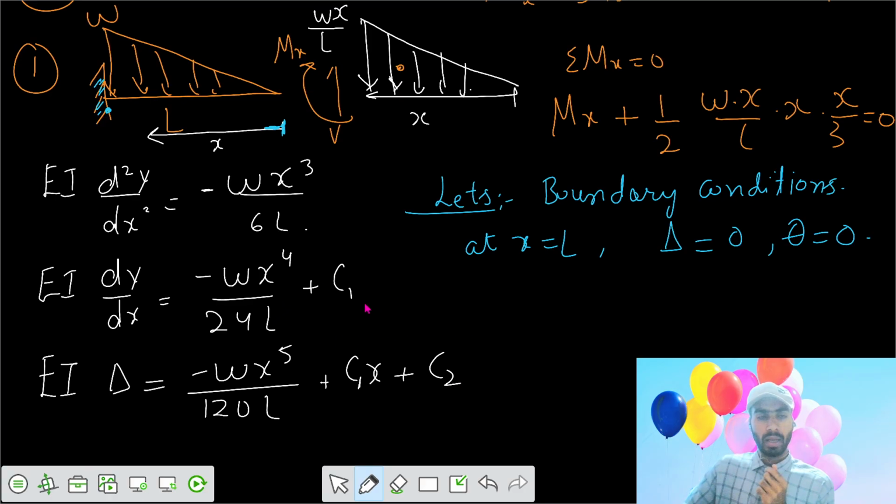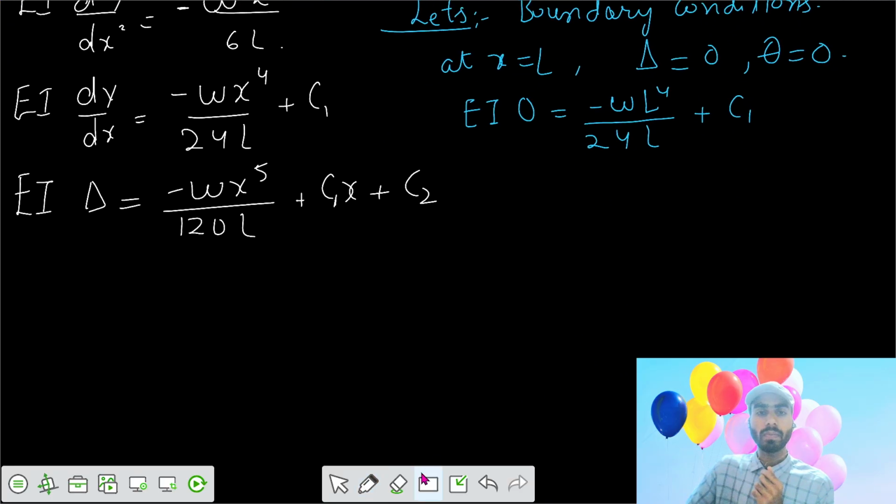Let's say in the second equation, we can use that theta equals 0, which implies EI theta is 0 equals minus W. Using the value of x equals L, we can write minus L to the power 4 by 24L plus constant C1. So your constant C1 becomes equal to WL to the power 3 by 24.